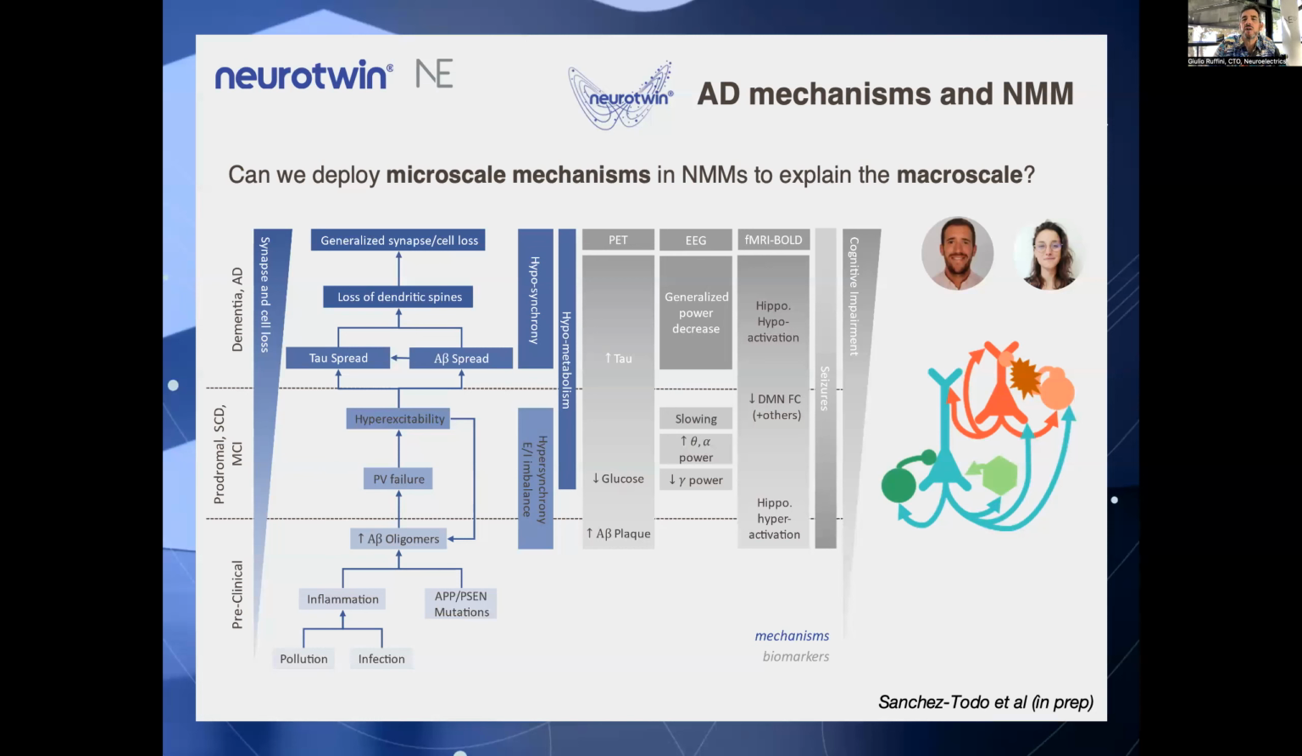We will essentially show that you can map pathology into phenomena like decrease of gamma power in the prodromal stages, slowing of EEG, and then a general power decrease as the circuits are more damaged. And similarly, in terms of fMRI BOLD, what type of phenomena you would observe more at the macro scale, how this can also lead to seizures and cognitive impairment. So this is part of the work that we have been doing in Neurotwin.